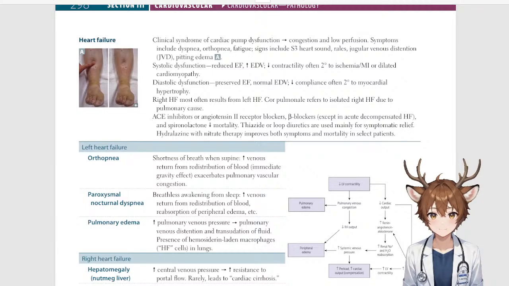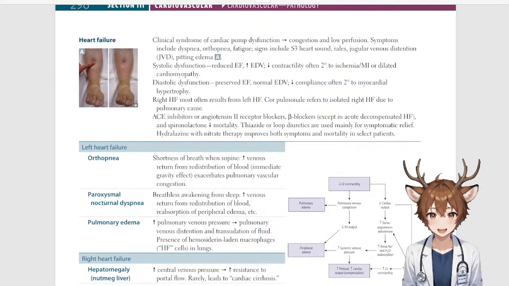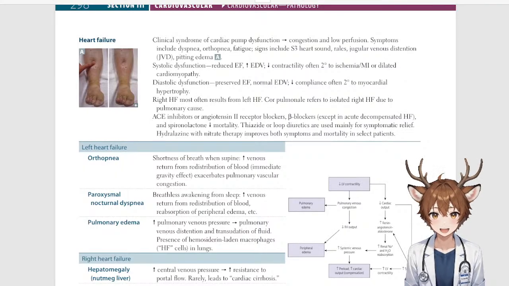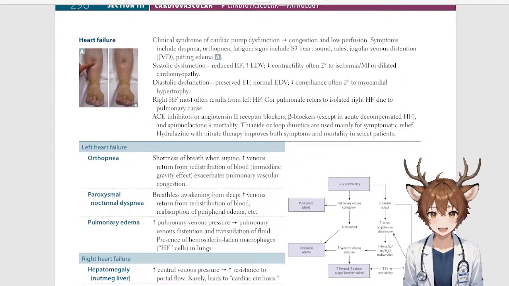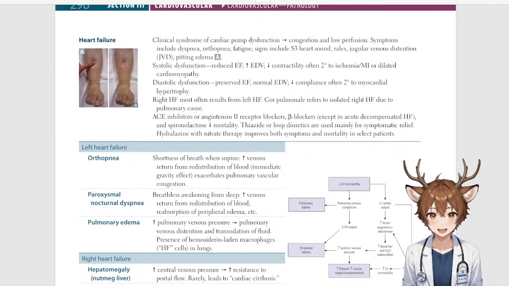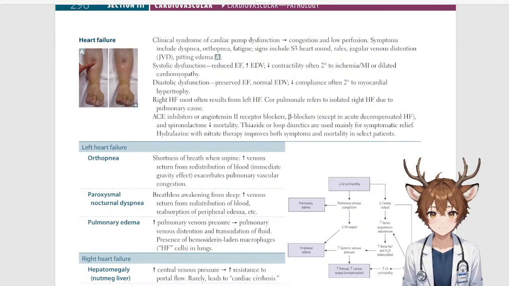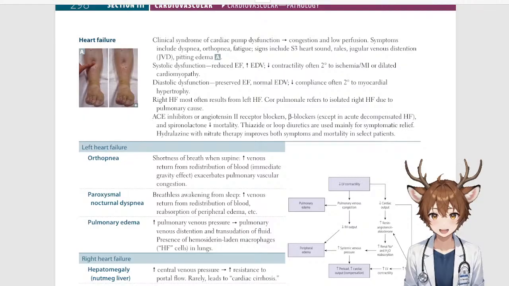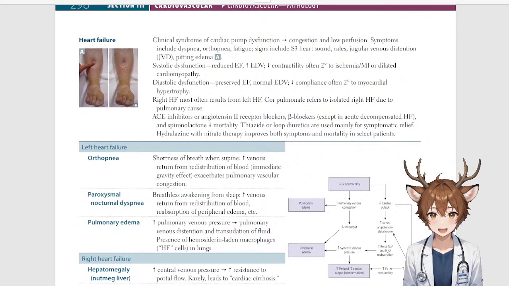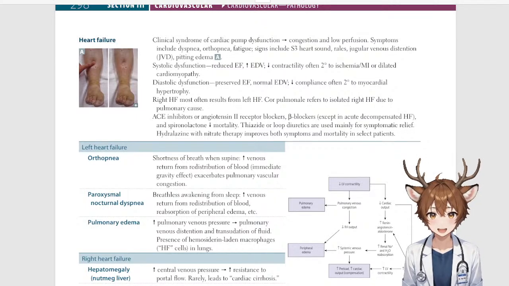Left heart failure. Orthopnea, shortness of breath when supine, leading to an increase in venous return from redistribution of blood, an immediate gravity effect. This exacerbates pulmonary vascular congestion. Paroxysmal nocturnal dyspnea, breathless awakening from sleep, with an increased venous return from redistribution of blood, reabsorption of peripheral edema, and so forth. Pulmonary edema: there's an increase in pulmonary venous pressure, which leads to pulmonary venous distension and transudation of fluid. Presence of hemosiderin-laden macrophages, heart failure cells, in lungs.